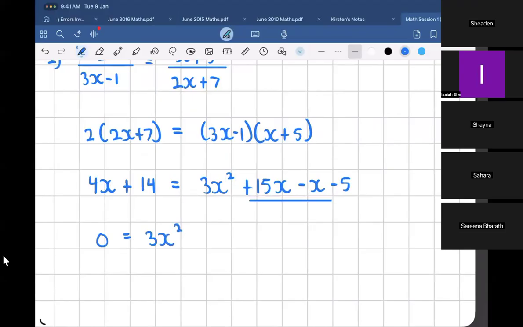What is 15x minus 1x? Imagine you have 15x's and you take away 1x. 14x, right?